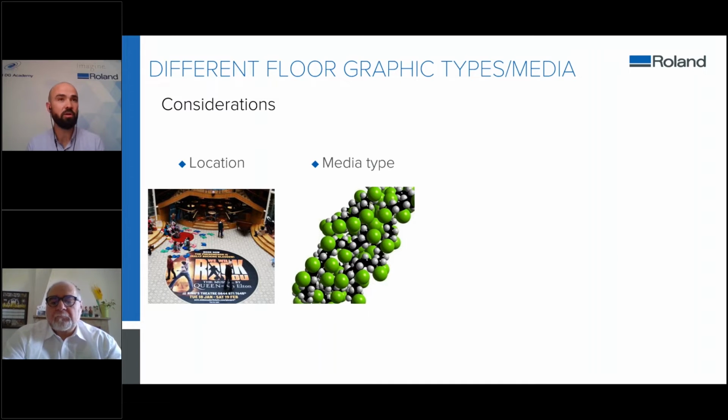PVC is your standard vinyl that you would normally use, and most floor graphics are going to be of the PVC variety, but you can also get polyesters. Polyesters are normally a little bit more expensive, but they're a lot more stable than PVC vinyls, so they won't be as exposed to things like shrinkage or movement within the material, and they're very tear resistant as well.